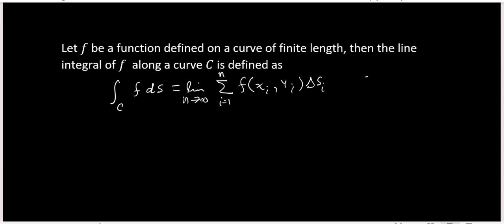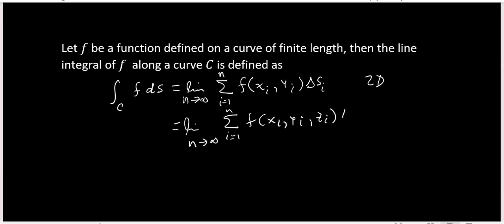In the two-dimensional case, it's like that. When you have a three-dimensional case and n approaches infinity, the summation goes from i equals 1 to n in this case, because I'm taking the limit as n goes to infinity. So f of x_i, y_i, z_i, and we'll have delta s_i.